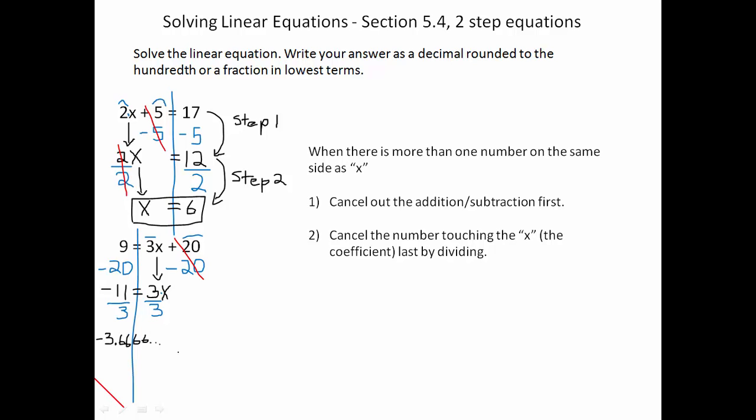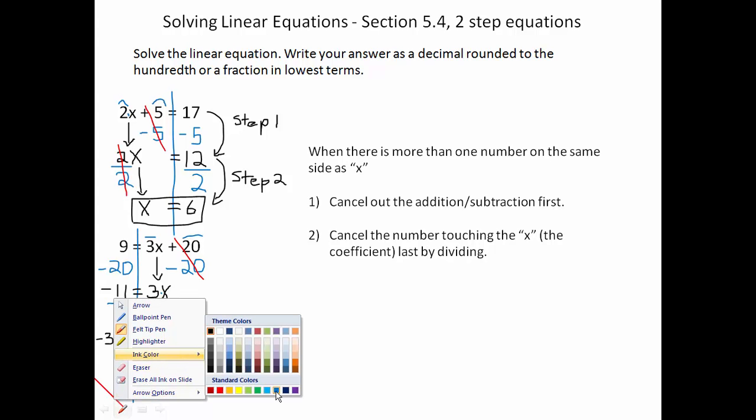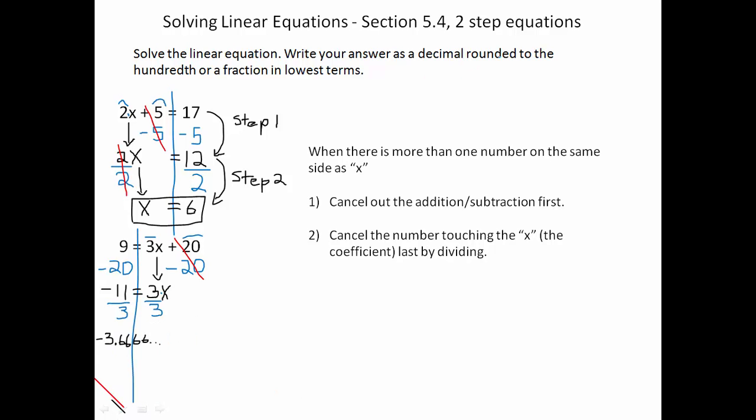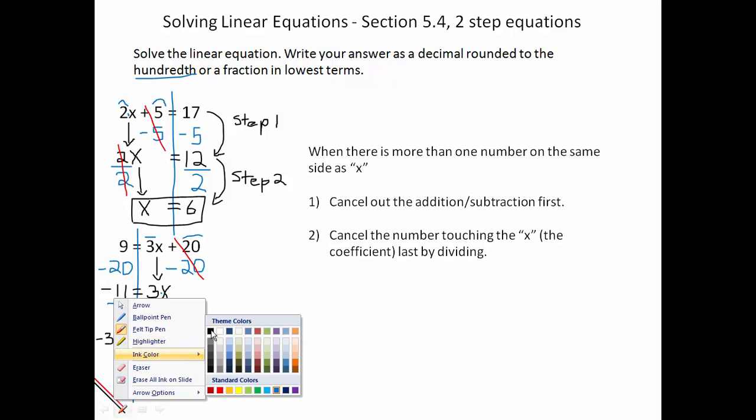Well, let's look at the fine print and see what it tells us. And right here it says round your decimal answer to the nearest hundredth if necessary. Well, my hundredths place is the second one after the decimal place. It goes tenths, then hundredths. So that's this 6. And I'm going to have to round that 6 up because it's followed by another 6. So my final answer would be negative 3.67.